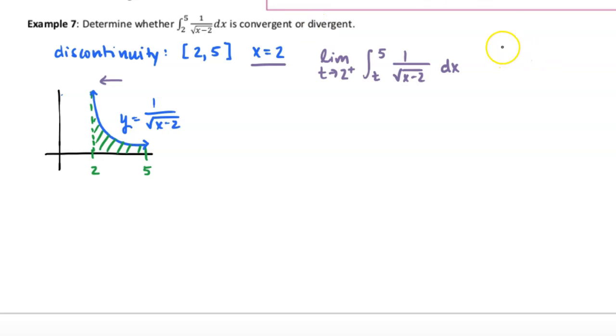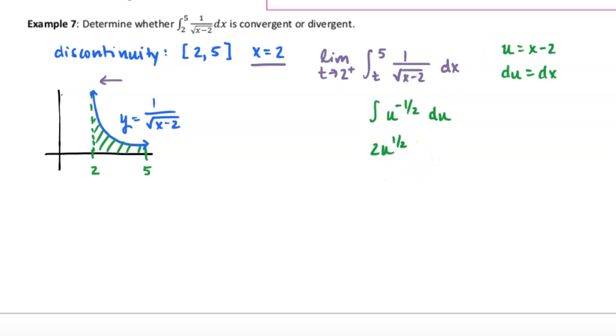But if I just allow my u to be equal to x minus 2, then my du is just dx. And so I can rewrite this as 1 over the square root of u, which is the same as u to the power of negative 1/2 du. And now using the power rule, I can write this as u to the power of positive 1/2 divided by 1/2. So this is going to be 2u to the power of positive 1/2.